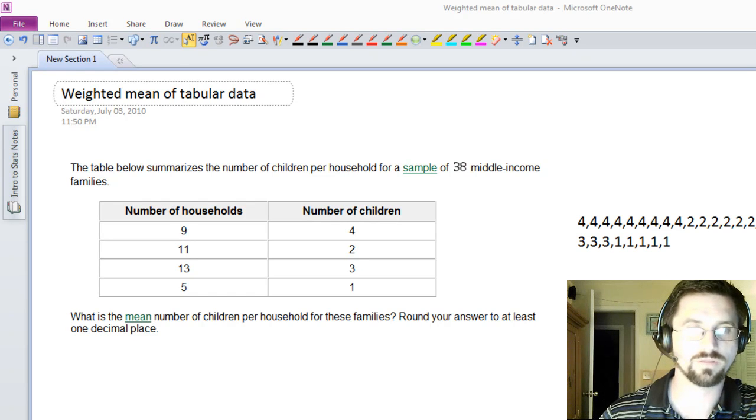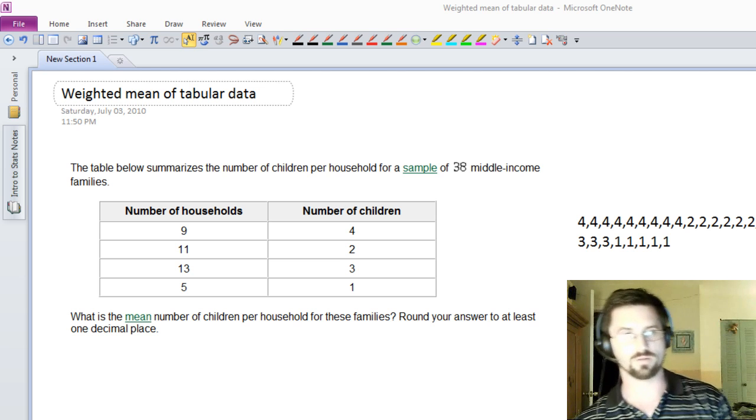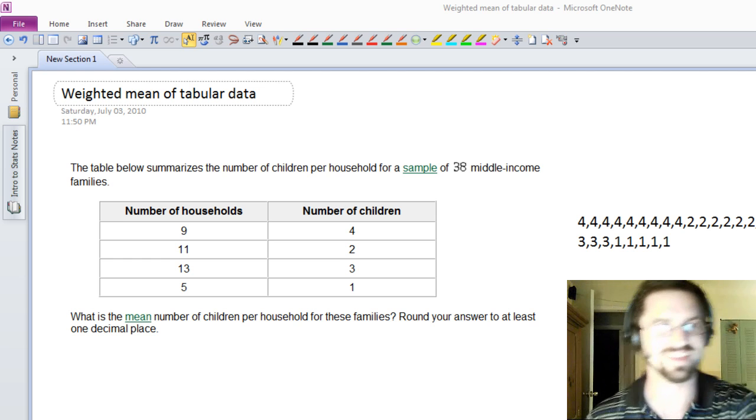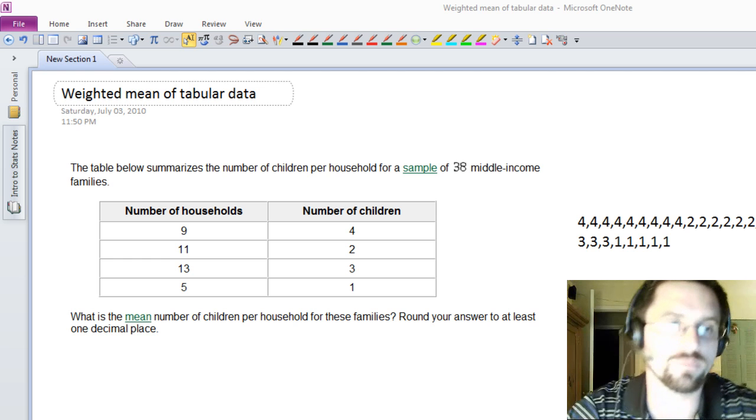Yeah, this is Ken Rosever, and this is going to be a shorter version of a concept I've already done a video for: weighted mean of tabular data. I don't know how to say that. Tabular data, short version. Here it is. In Alex, you'll be given something like the following.